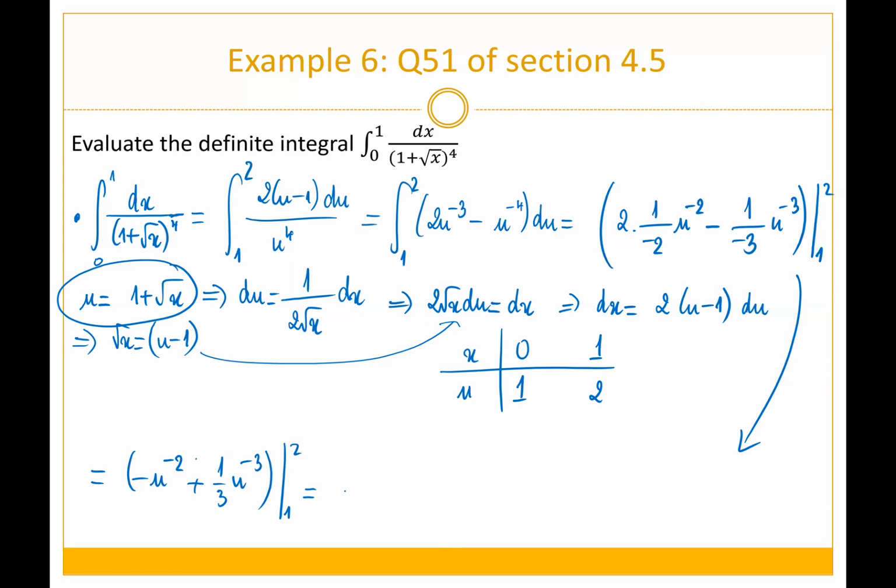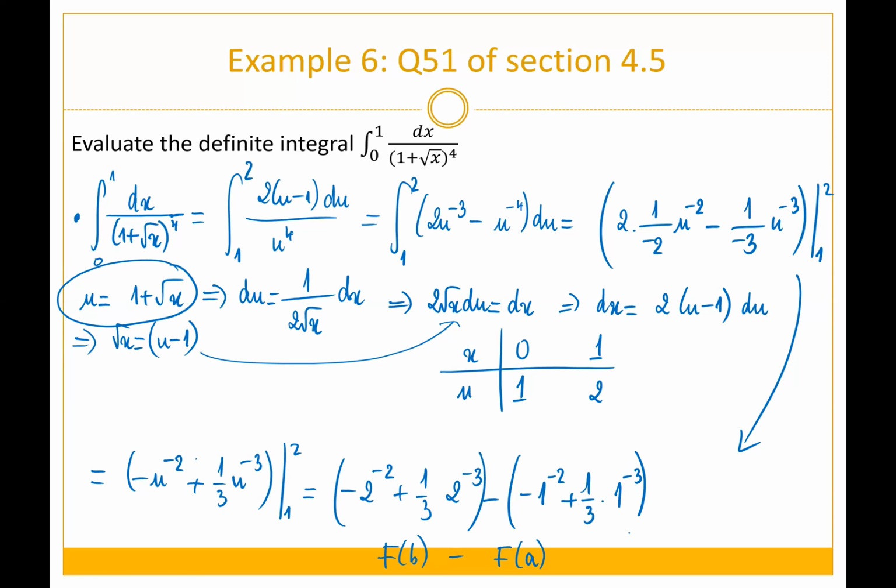So now you're going to have negative 2, negative plus 1/3 u to the negative 3 minus. So this one is that one. So you have this minus, as in F(b) minus F(a). So F(a) is now you plug in 1. So negative 1, negative 2 plus 1/3, 1 to the negative 3. So what you end up having is negative 1/4 plus 1 over 24 plus 1. So here, negative with negative is a plus. And then you have negative 1/3.